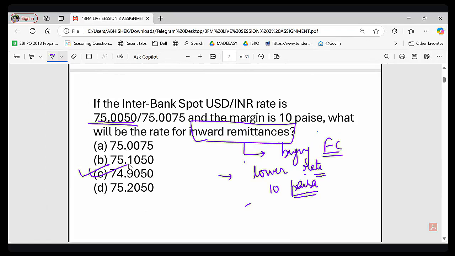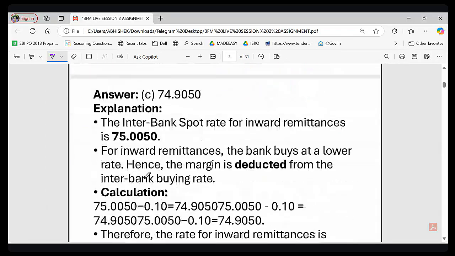Let me know in the chat if this explanation is clear or if you have any doubt. Please let me know in the chat whether this explanation is clear to you. If you have any doubt, please type. Okay, fine, very good. Understanding the logic behind this calculation is key to mastering such questions. Let's move on to the next question.